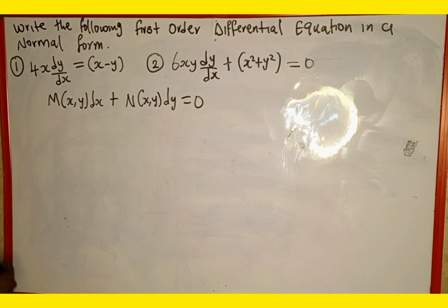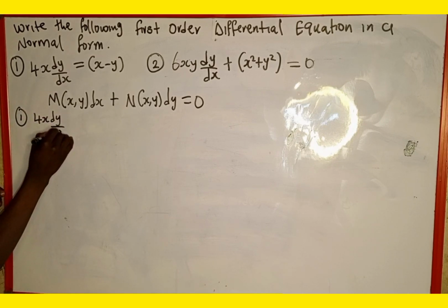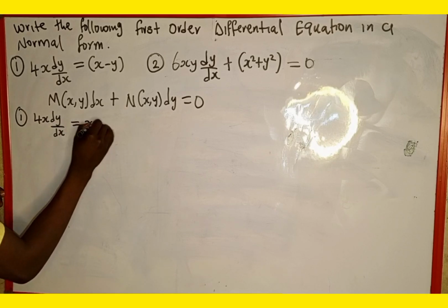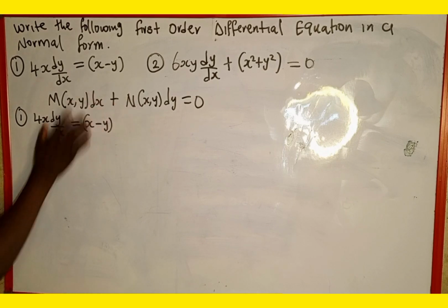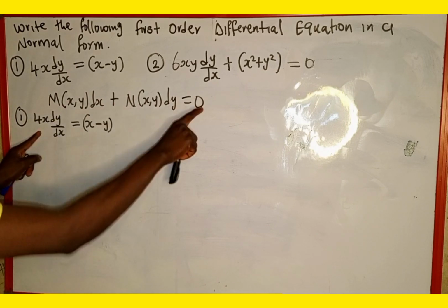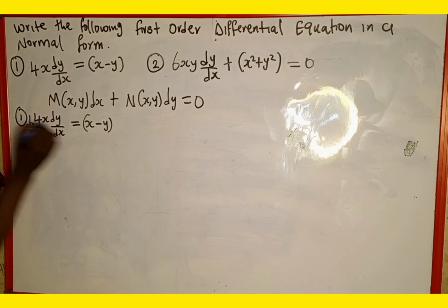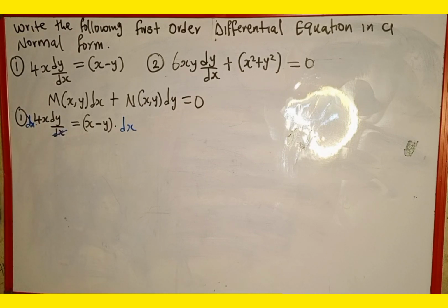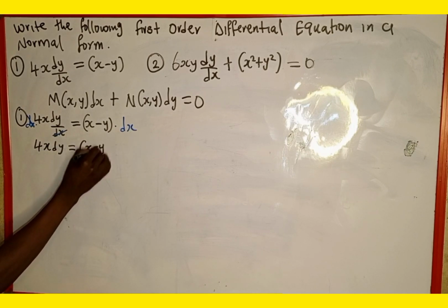So let's get started. The first one is 4x dy over dx, which is equal to x minus y. The first thing we are going to do is look at this normal form to make sure that this differential equation is in this form. We are going to multiply dx to both sides of this equation, so that this dx will cancel this dx. On the left hand side, we are left with only 4x dy, which is equal to (x minus y) dx.